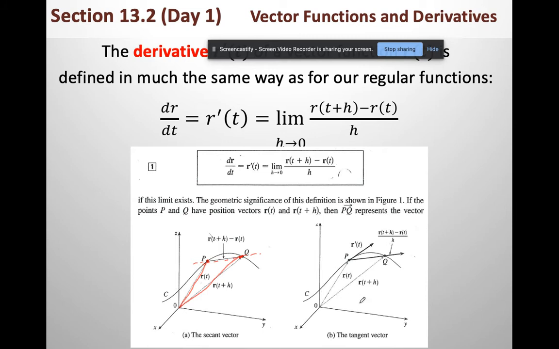Well, the tangent vector is, as you shrink this delta x to 0, right, this line Q slides back along our space curve here. And this is our tangent vector, r prime of t.